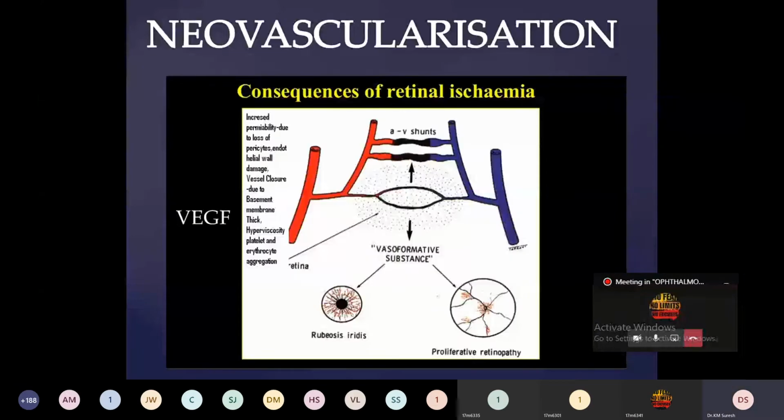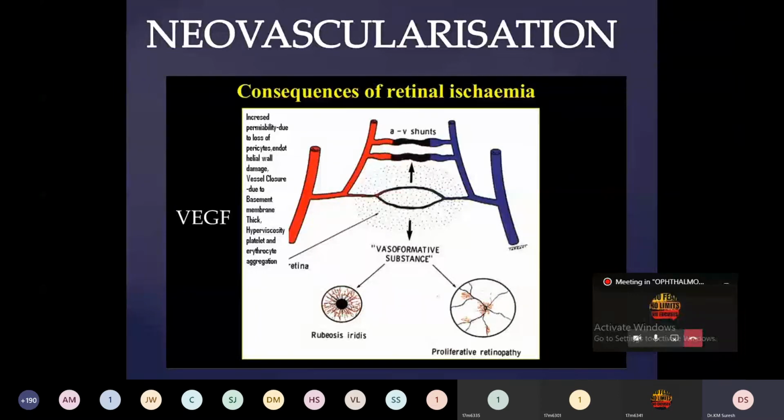Consequences of retinal edema, as I told you: whenever there is retinal edema, there will be hypoxia. Once there is hypoxia, vasoproliferative substances are formed. Once the vasoproliferative substances are released, there will be new vessel formation, both in the form of NVE, neovascularization elsewhere, and NVD, neovascularization in the disc.